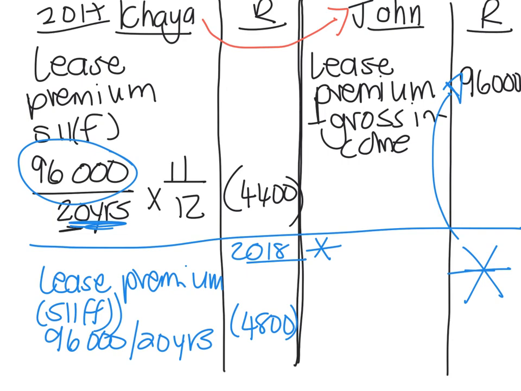So if you have a careful look over here, you'll see that our lessor, in the year that the lease agreement comes into effect, is taxed immediately on the lease premium, but the lessee can only deduct it over the life of the lease term. So for our lessee, for the next 20 years, in his taxable income calculation, we will calculate a lease premium deduction.